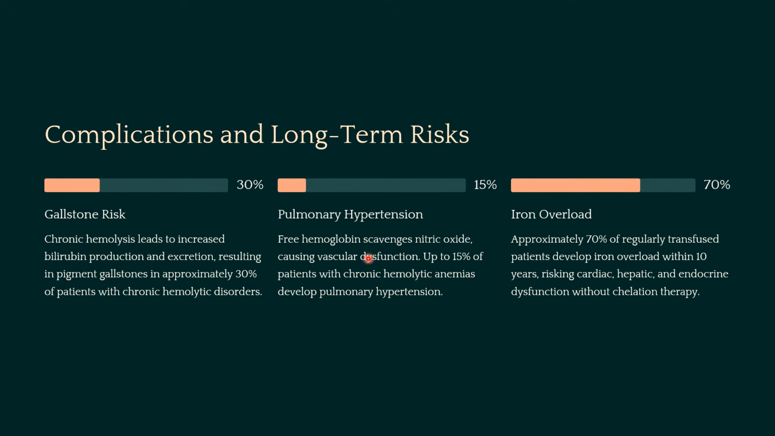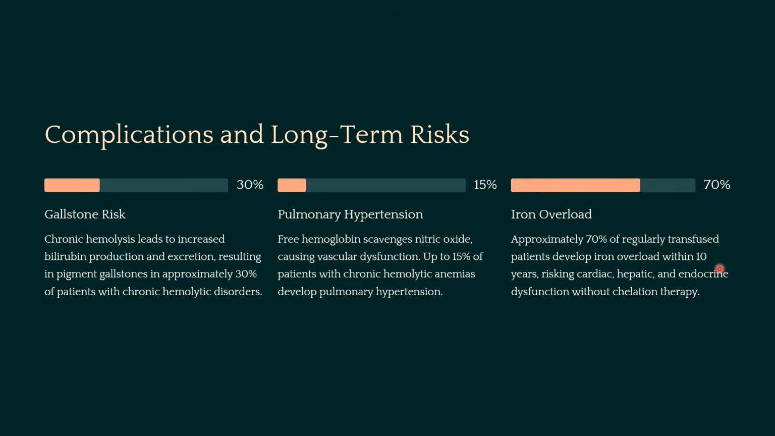Now regarding pulmonary hypertension, free hemoglobin scavenges nitric oxide, causing vascular dysfunction. Up to 15% of patients with chronic hemolytic anemia develop pulmonary hypertension, meaning there is a lower amount of hemoglobin, so the high demand for oxygen is not fulfilled, and there will be tension in the respiratory system, which is pulmonary hypertension. The risk is 15%. Now, the maximum problem occurs in iron overload, which is 70% risk.